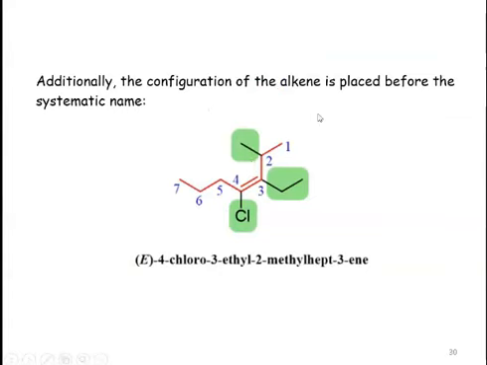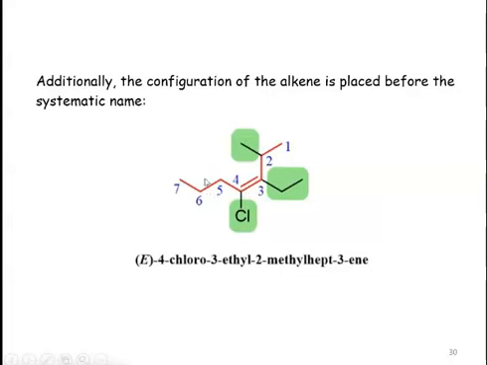Now let us find out for the same compound whether it is the E isomer or Z, or whether this configuration is E type or Z type. How can we find it out? First we have to locate the double bond. Then we have to find out what are the functional groups attached to this double-bonded carbon-carbon atom. Here, let us take this carbon.